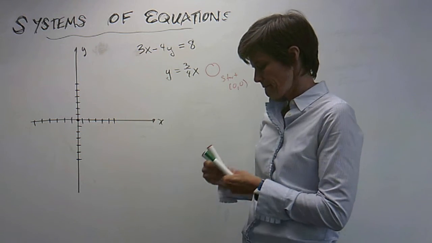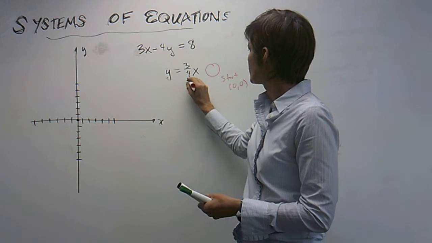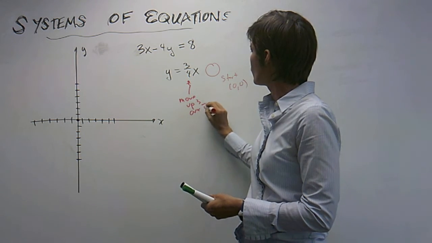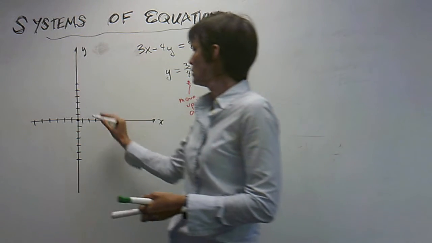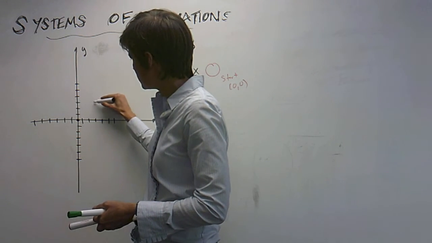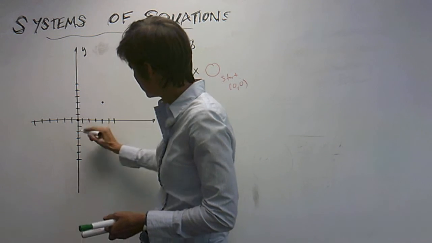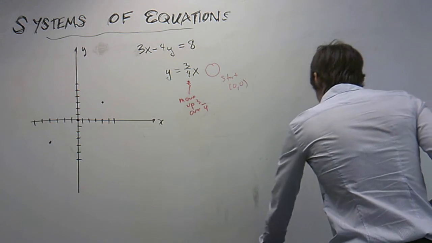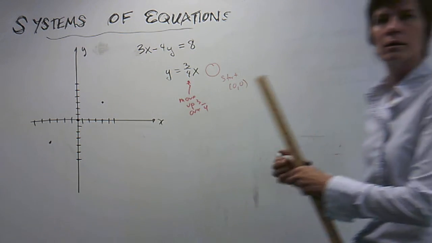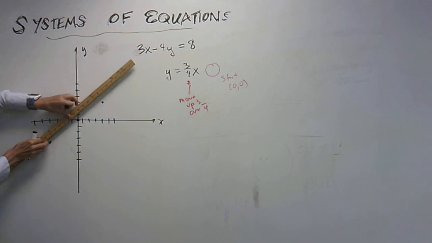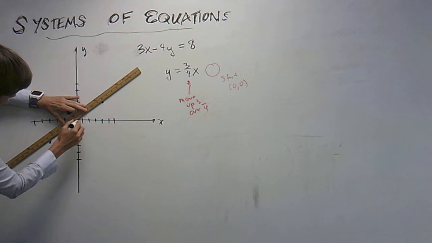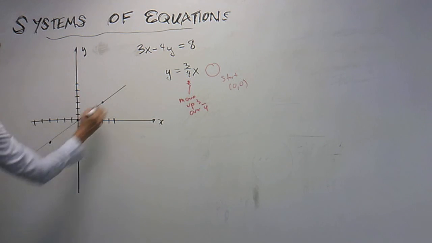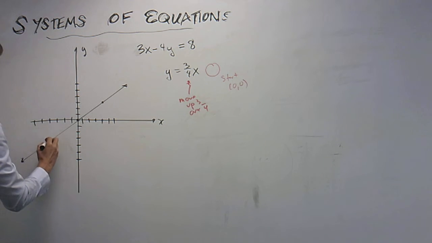We move up 3 over 4. We'll double check this. So 1, 2, 3, over 1, 2, 3, 4. Or we could go down 3, and we will get our line. No school like the old school, you know what I mean?